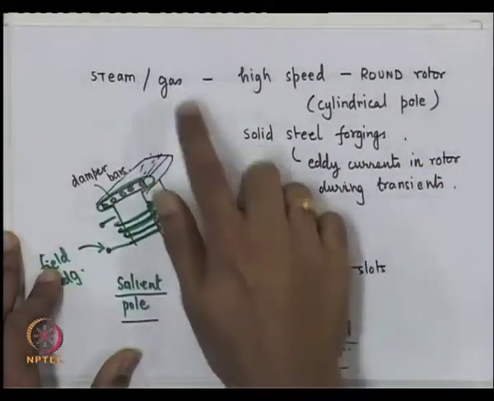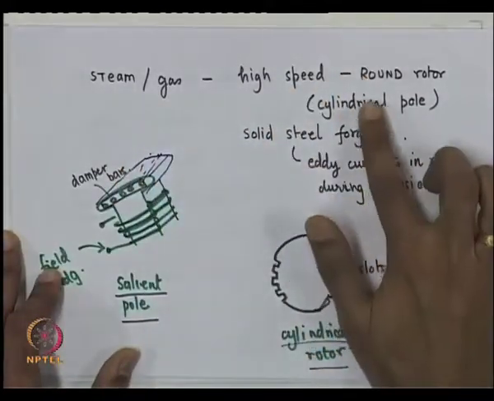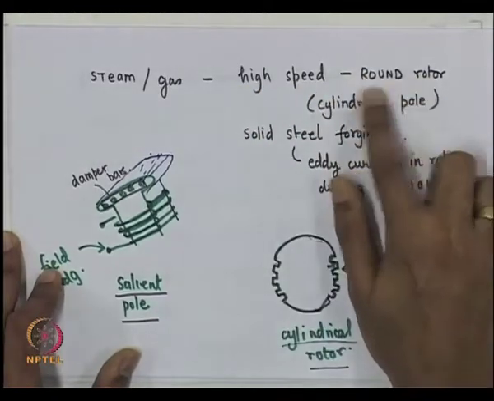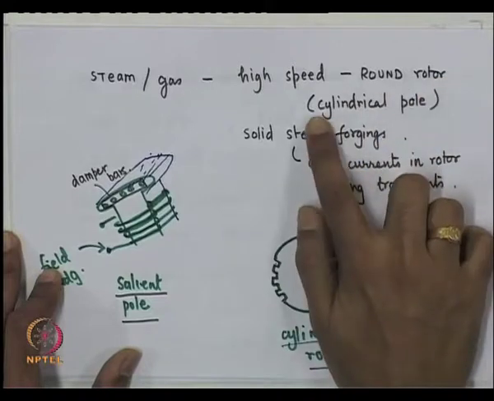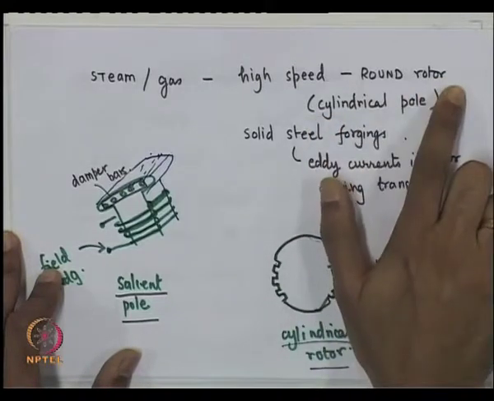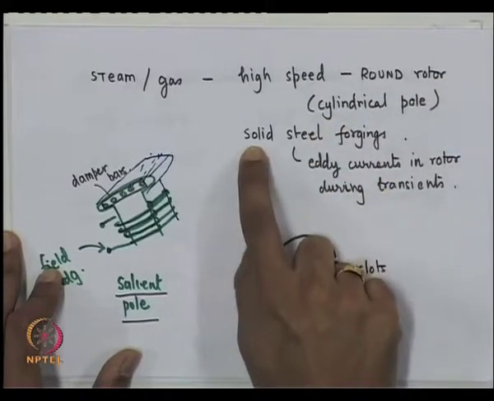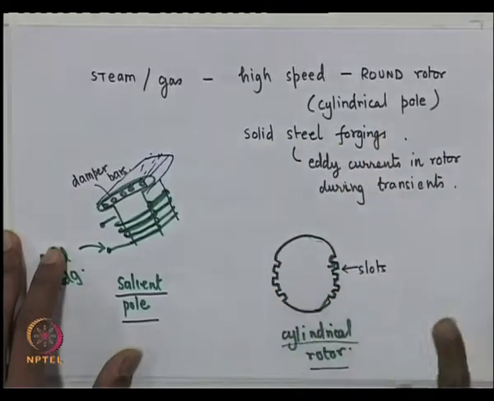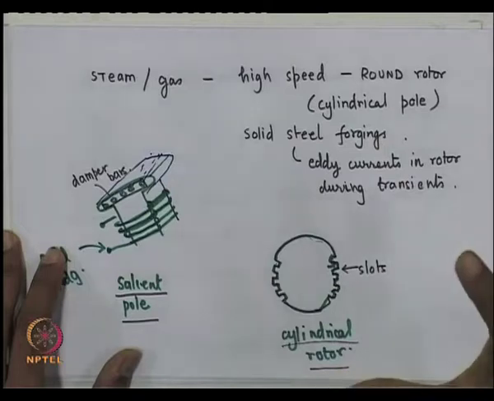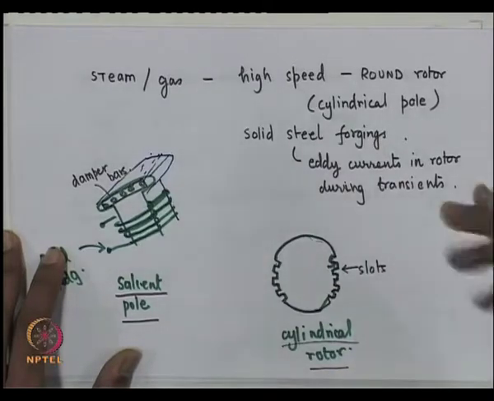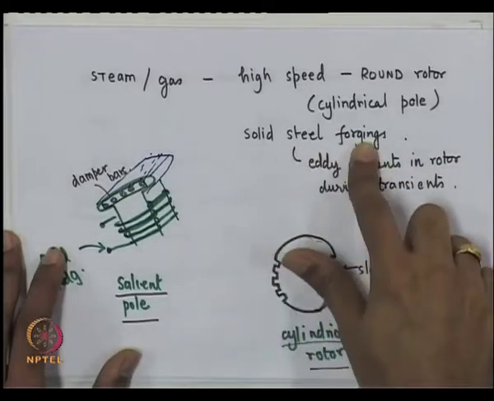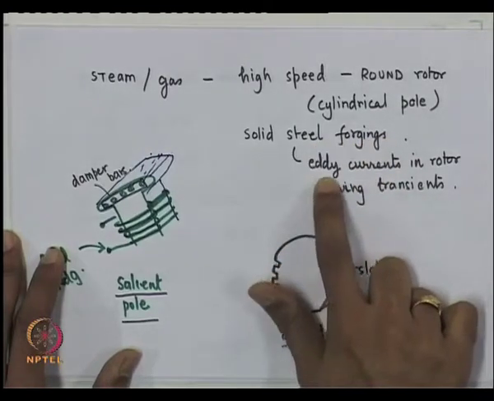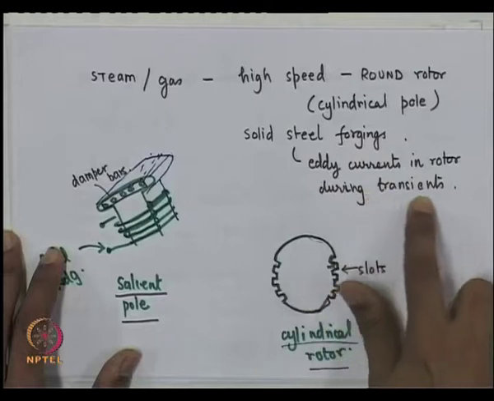Of course, in a steam or gas turbine, which is high speed, you also have a round rotor construction. You will have only one pole pair, that is two poles, and they have a cylindrical pole or a round rotor. The rotor is usually made out of solid steel forging. So, even the rotating field winding is housed on a solid steel body, and because of that you can have eddy currents in the rotor during transients.